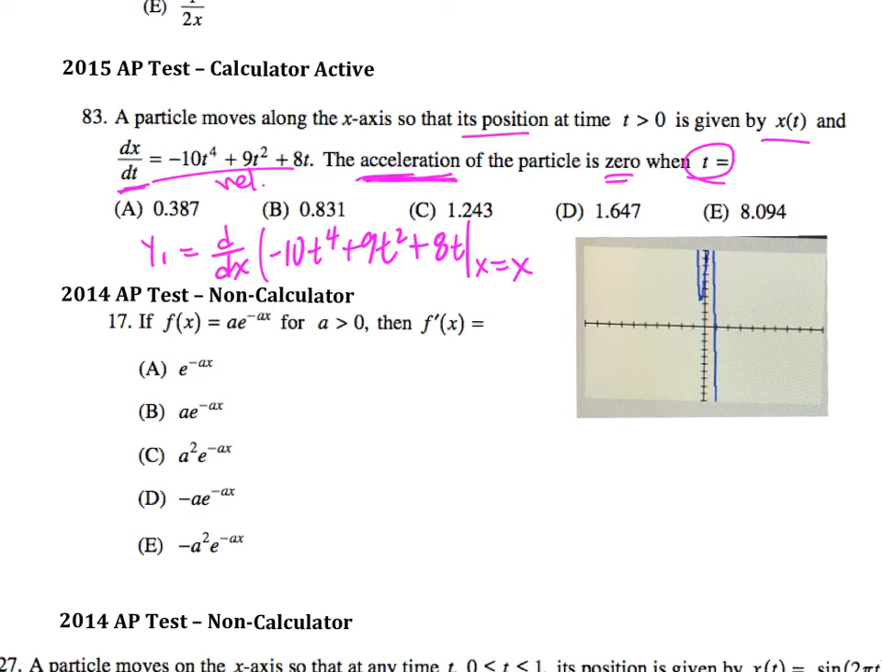And it says, I want to know at what x value, or what t in this case, the acceleration is 0. Again, this is a graph of acceleration. So at what value is my acceleration 0? I'm going to do second calc 0 to calculate this value here. And I got 1.243.